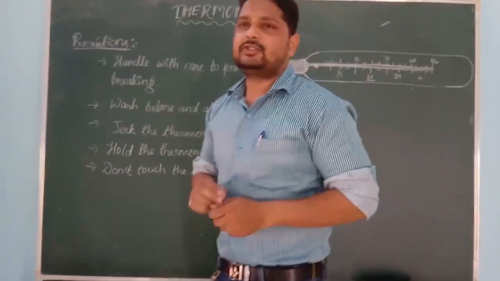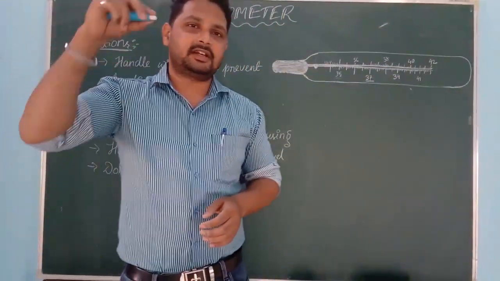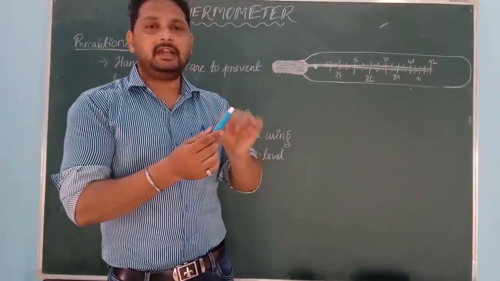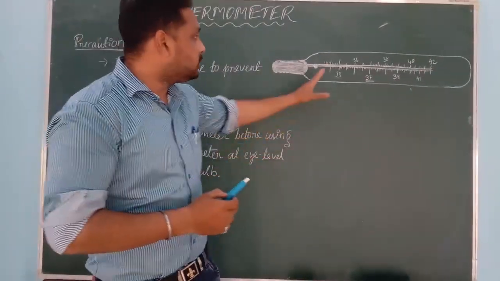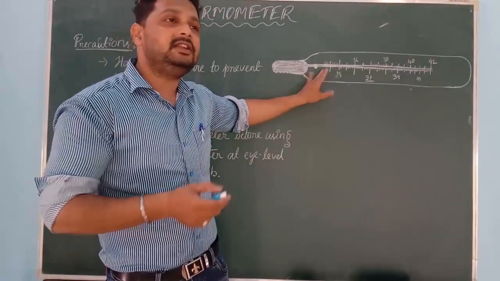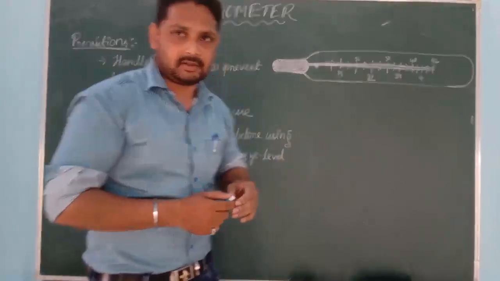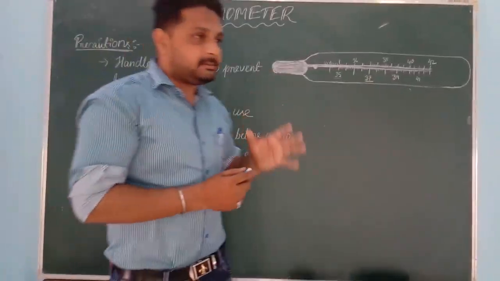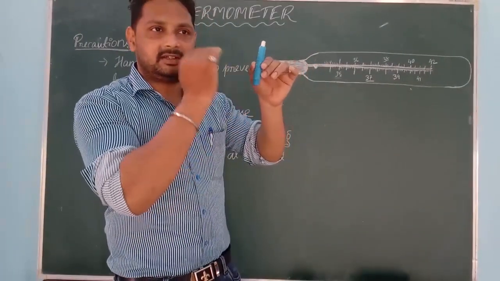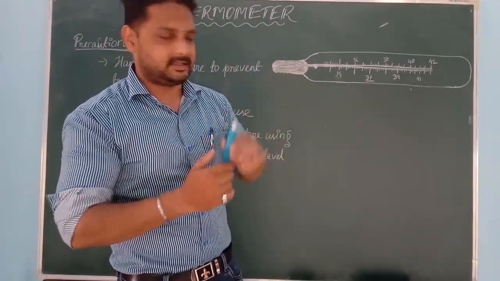Then before using the thermometer, give a small jerk to it and carefully observe that the height of the mercury has fallen below 35 degrees Celsius. Below 35 degrees. Then only the measurement will be accurate. Then while taking the measurement, you should keep the thermometer at eye level and take the reading. So there won't be any parallax error in this case.